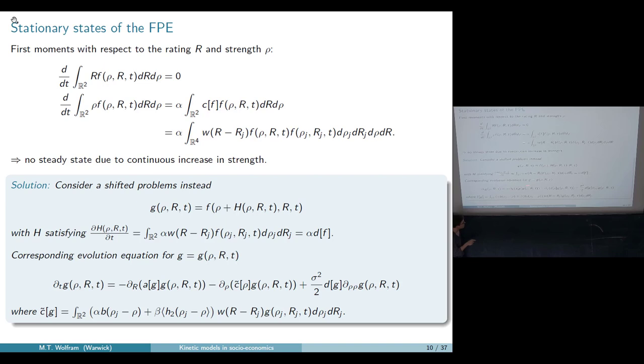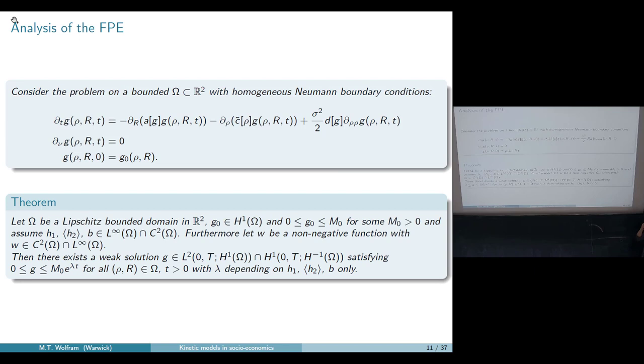It has the same terms, except that you have to modify the increased function in strength, which is now updated in such a way that the mean, or the average, is going to be zero, so that I can expect that this equation will have a steady state. So this is just the suitably shifted learning mechanism in the strength variable. Other than that, it's the same as the equation that we have for f.